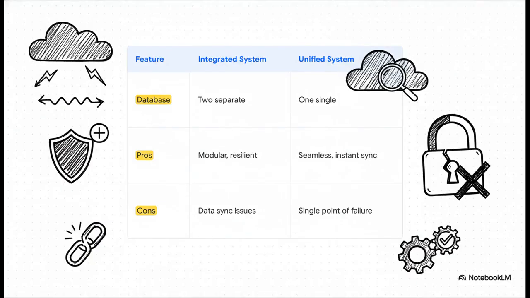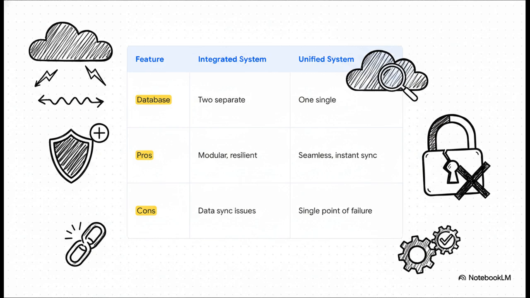So, on one hand, you have an integrated system. Think of this as two separate brains, two databases that talk to each other using an API. The big pro here is resilience. If one system goes down, the other one keeps on chugging along. But the downside, data can get messy. Sometimes it gets out of sync.